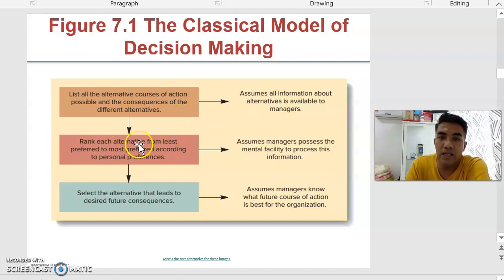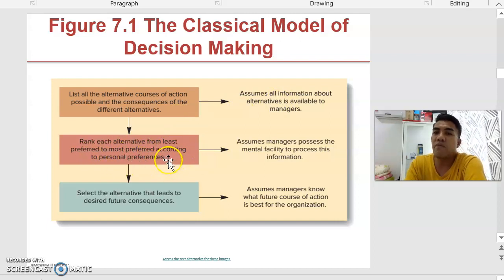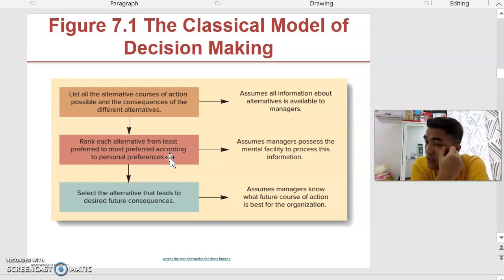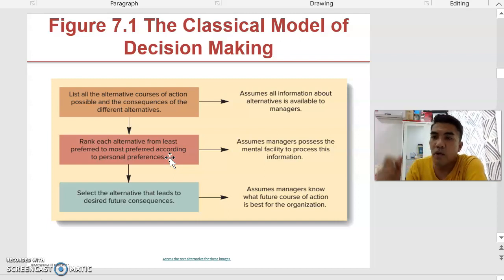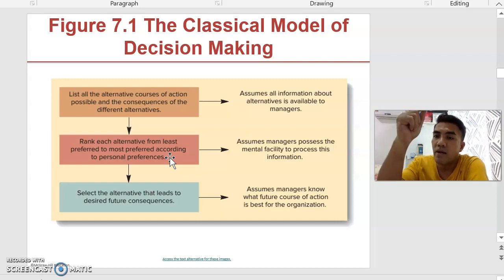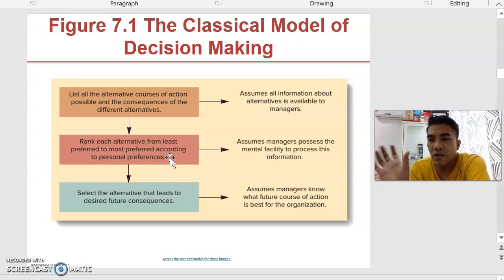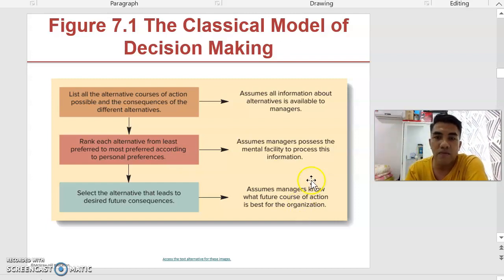And then we rank each alternative from least preferred to the most preferred according to personal preferences. What is the most important personal preference in making this type of decision? Maybe in terms of the type of program, we look for the program first, and then we go for the finances, in terms of the cost. So kita rank diorang according to the cost kan. Kita punya priority according to the cost lah kan, yang mana kita rasakan affordable.